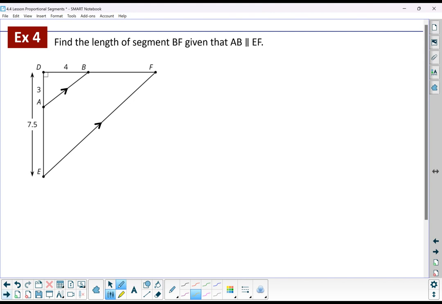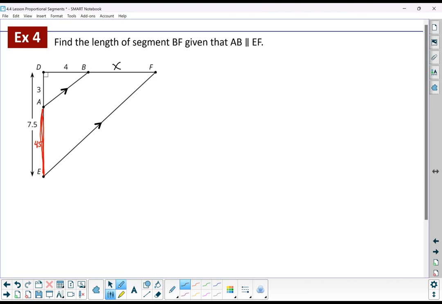Okay, let's see. Find the length of segment BF. So I'm going to put an X on that segment, and we know that AB is parallel to EF. So let's see. In order to use this theorem, we need to know the length of this segment right here. So if that full length is 7.5 and if this shorter bit is 3, then this would be 4.5.